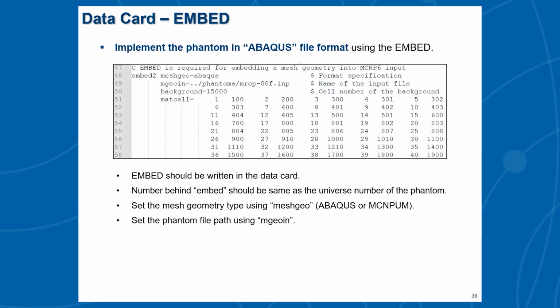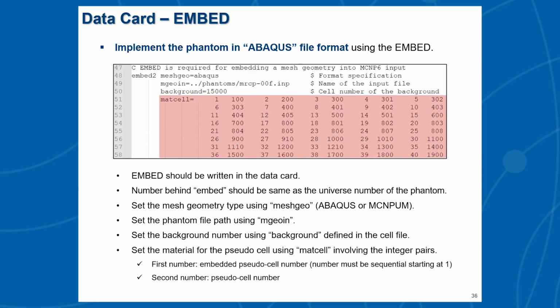Coming back to the embed card, you need to define the background cell via line 50, which is 15,000 in this example. And finally, although we wrote material numbers in the cell card, the material should be again defined in the embed card using the met cell card in line 51 to apply them to the pseudocell. The material should be defined by typing the integer pairs for each organ.